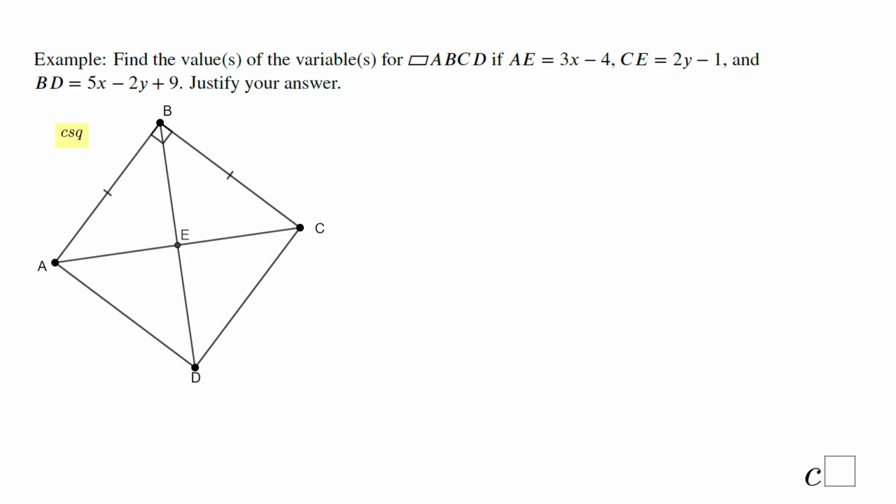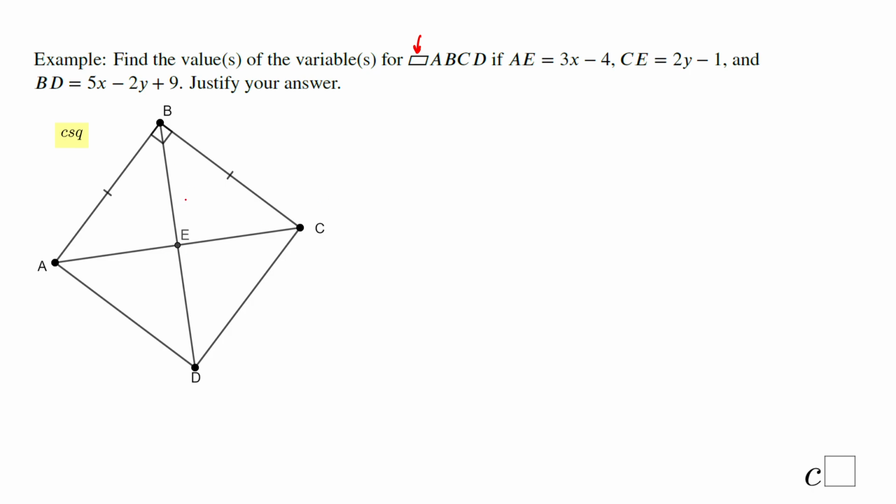We see some expression there. So let's see what it is about here. Find the value of the variables. For parallelogram ABCD, again, it doesn't say it's a square. If AE is 3x minus 4, CE is 2y minus 1, and BD is 5x minus 2y plus 9. Justify your answer. That's very important. Okay, and let's take a look.